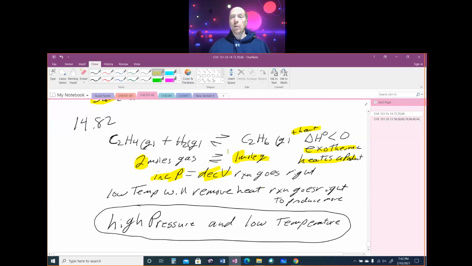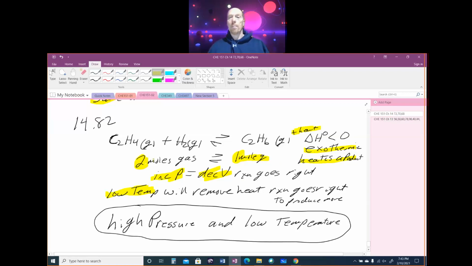All right, and so heat. We can remove heat by lowering the temperature. If we lower the temperature, we can remove heat. If we remove heat, it's like removing a product. Equilibrium is going to shift to make some more. And so low temperature removes heat, shifts it to the right.